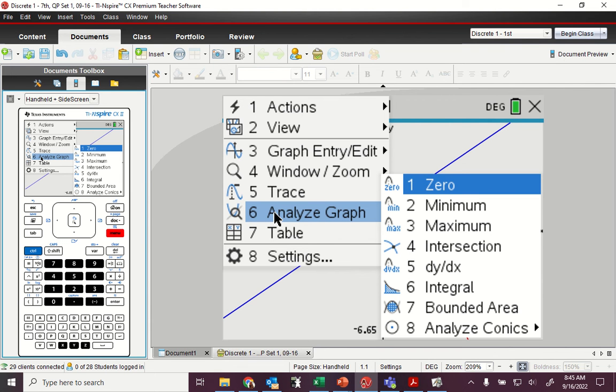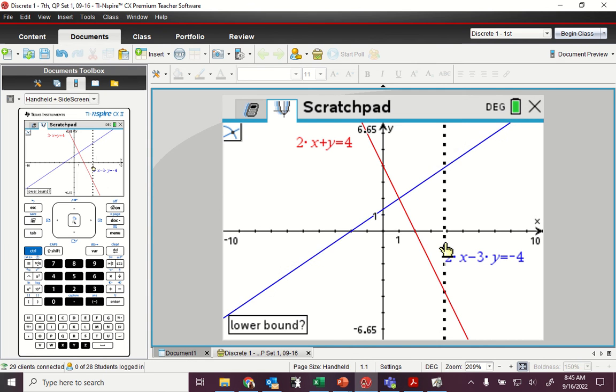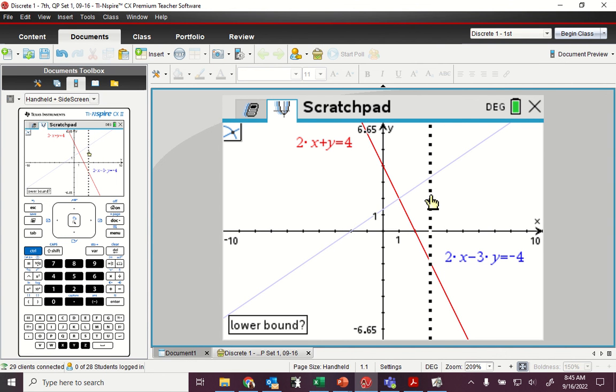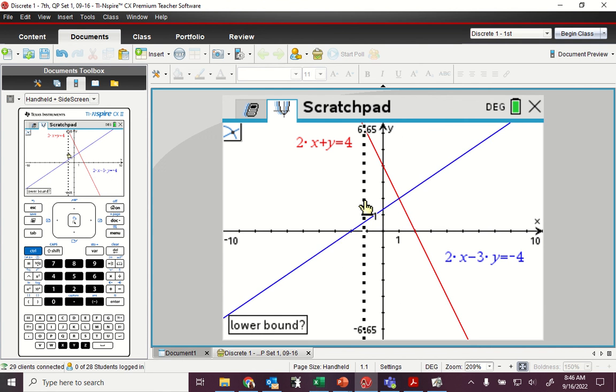And do the intersection. So that's going to be my option 4 here. And this is what it does. So it says lower bound. So what you're going to do is create a little area that you know it's right here, right? So I'm going to do lower bound. Now lower bound means to the left of wherever it's intersecting. And then upper bound means to the right of where it's intersecting.